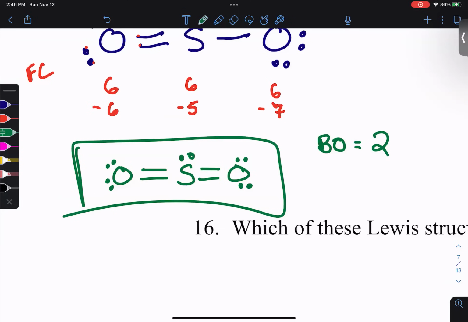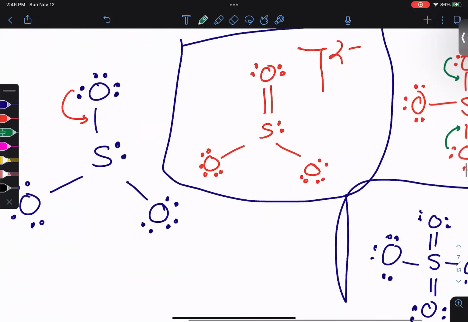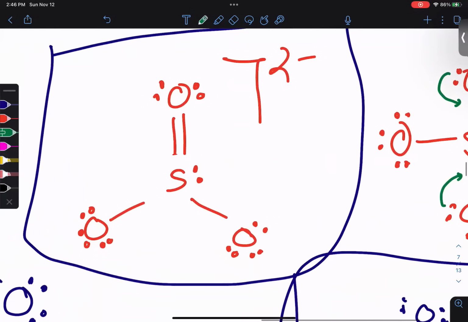So this has a bond order of 2. Okay, let's move on. Let's look at this molecule. What is the bond order here? What's special about this molecule?